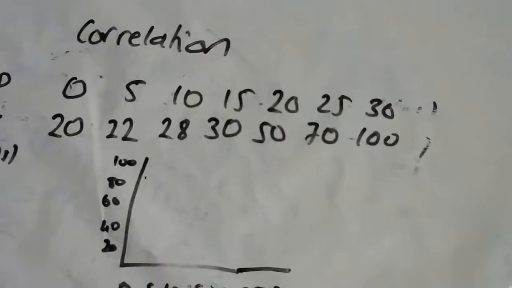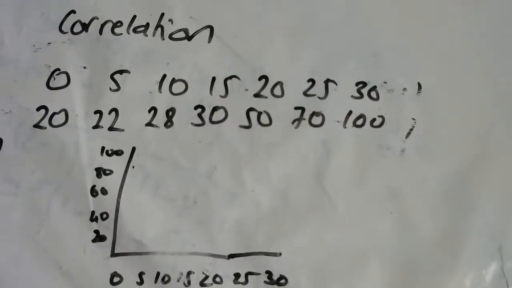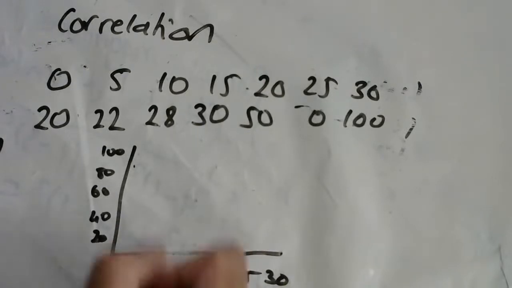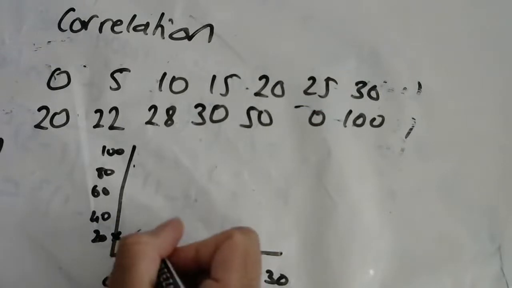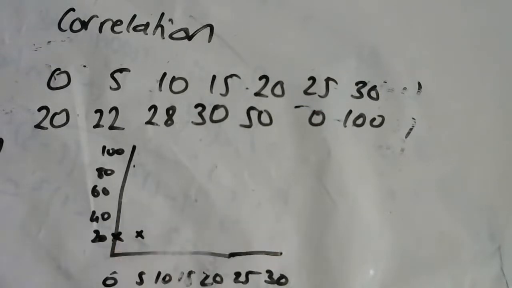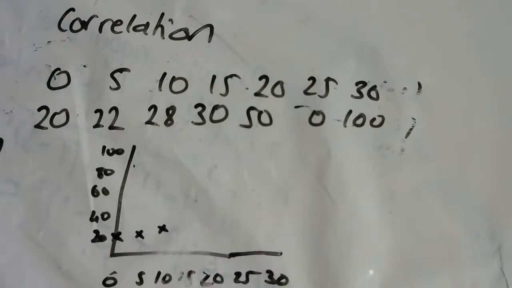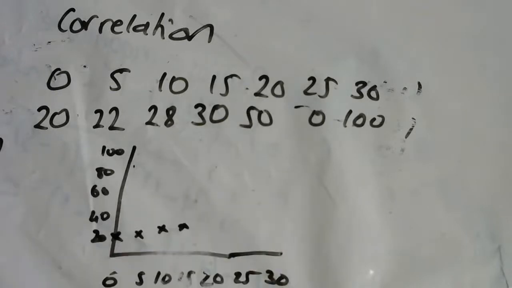Because you know what the scale is, I don't stress too hard about whether you can see the scale or not. Right, so this is what you've got. The first one's a 0, 20. I'm going to put that on there, so that is 0, 20 there. 5 is 22, so not a great deal of difference. 10 is 28, slightly higher. 15 is 30. Again, slightly higher, but not massively.